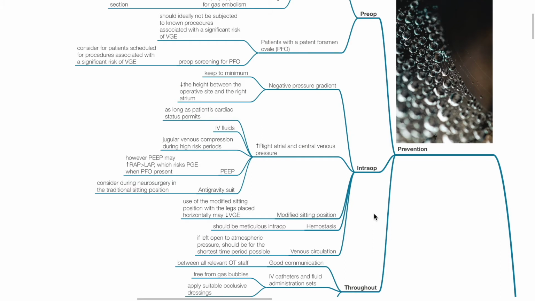However, note that PEEP may increase the right atrial pressure exceeding left atrial pressure, which risks paradoxical gas emboli when PFO is present. For anti-gravity suit, consider during neurosurgery in the traditional sitting position. A modified sitting position with legs placed horizontally may reduce VGE.